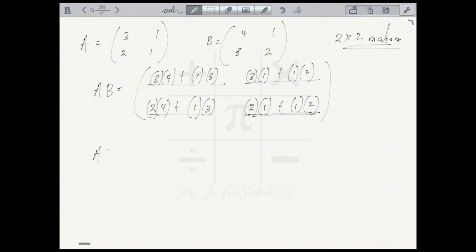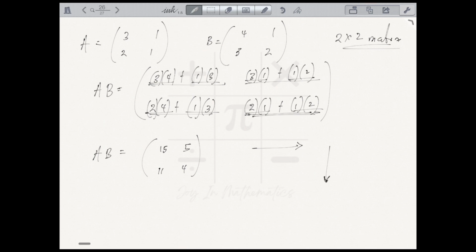So we have our final result of AB to be 12 plus 3, that's 15, 3 plus 2, that's 5, 2 and 4, that's 8, plus 3, 11, 2 plus 2, and that is 4. So we can see now that matrix multiplication is basically the row multiplied by the column operation.